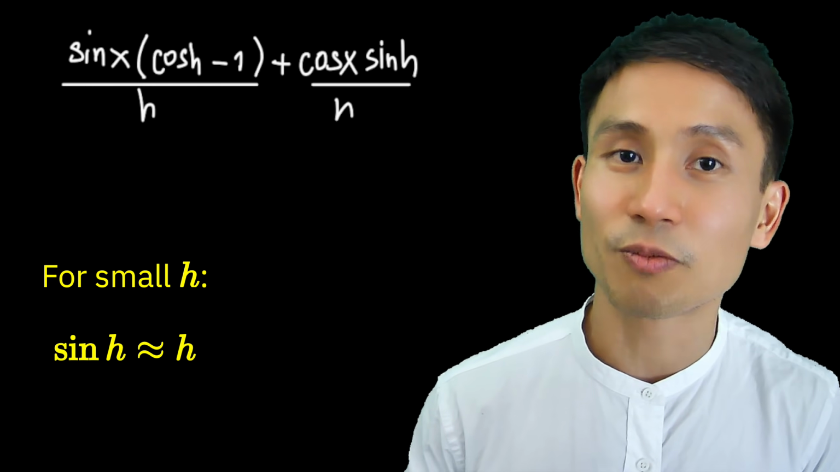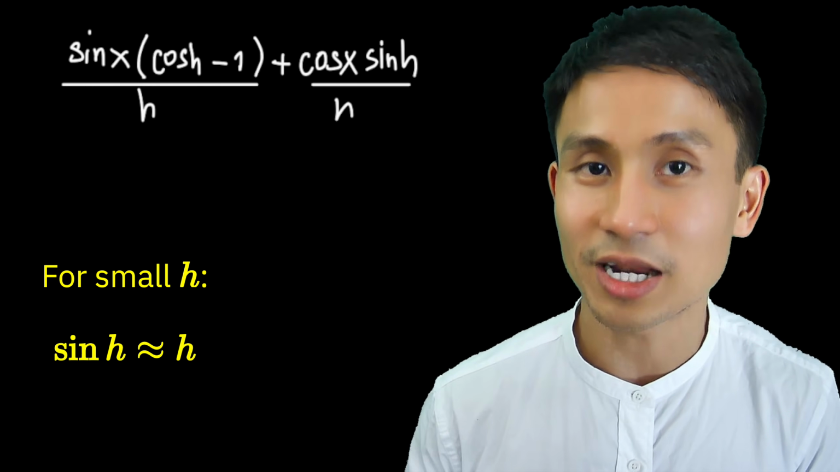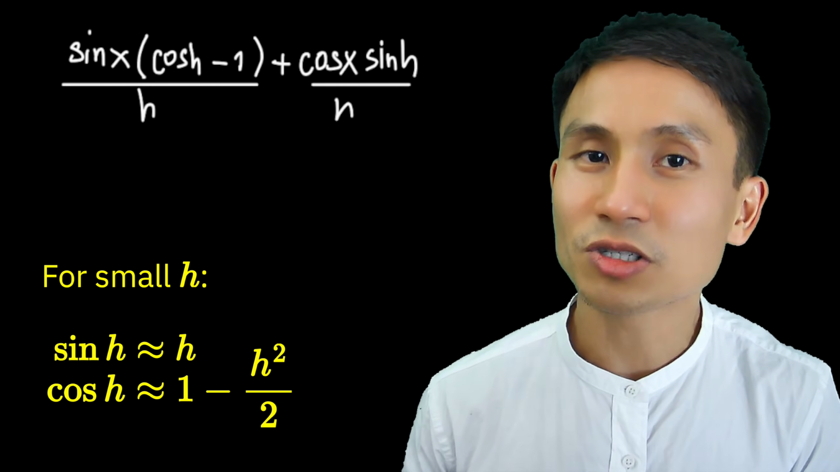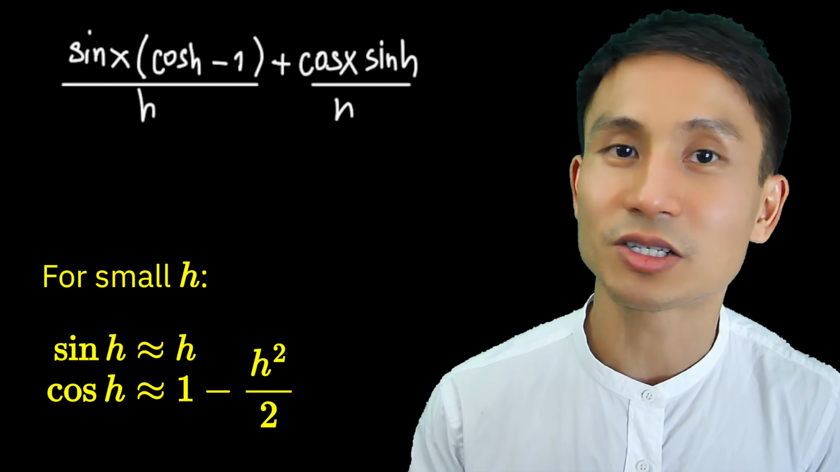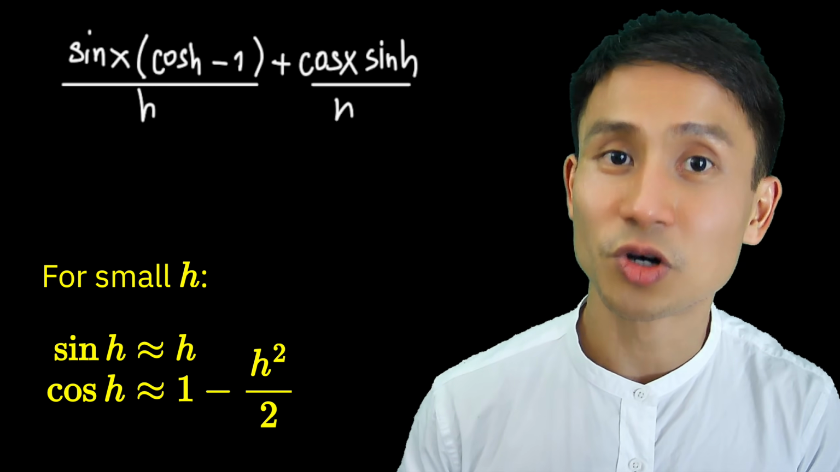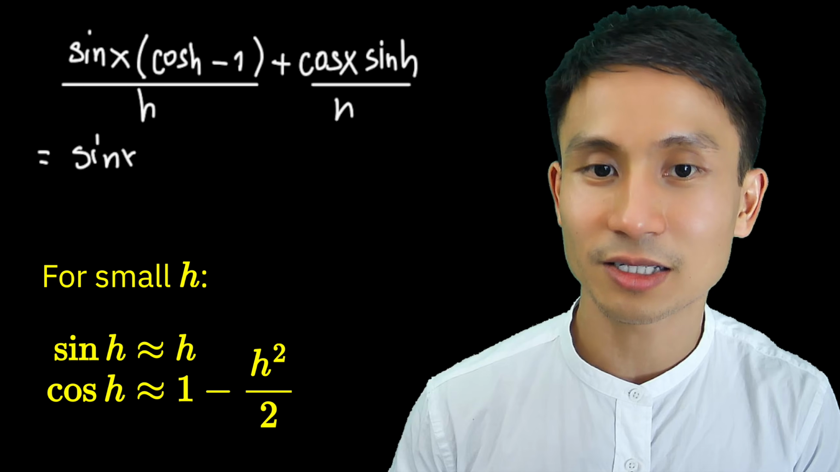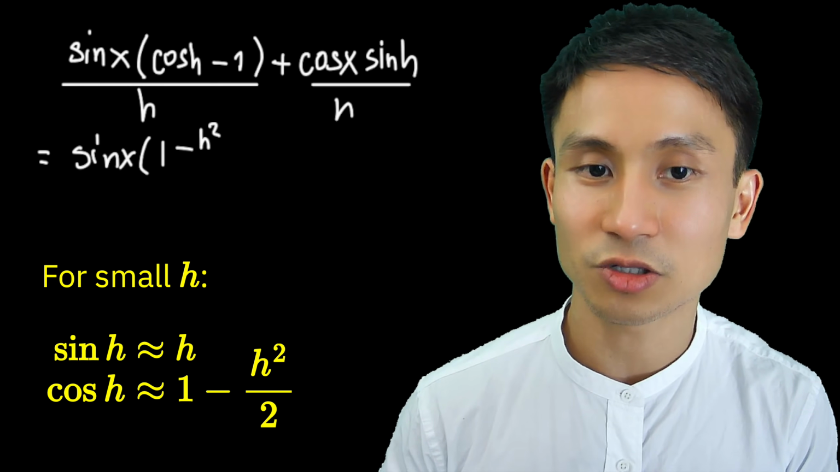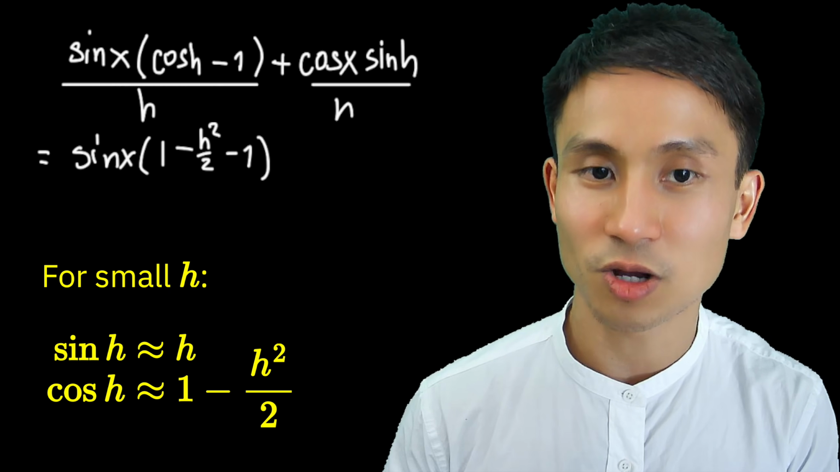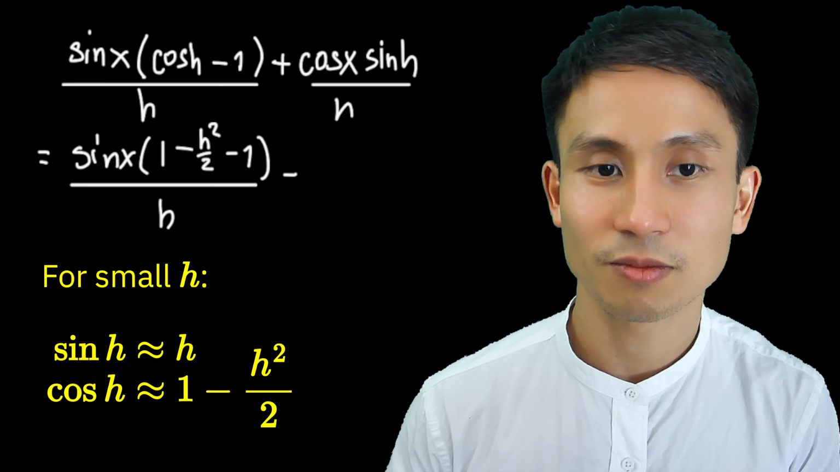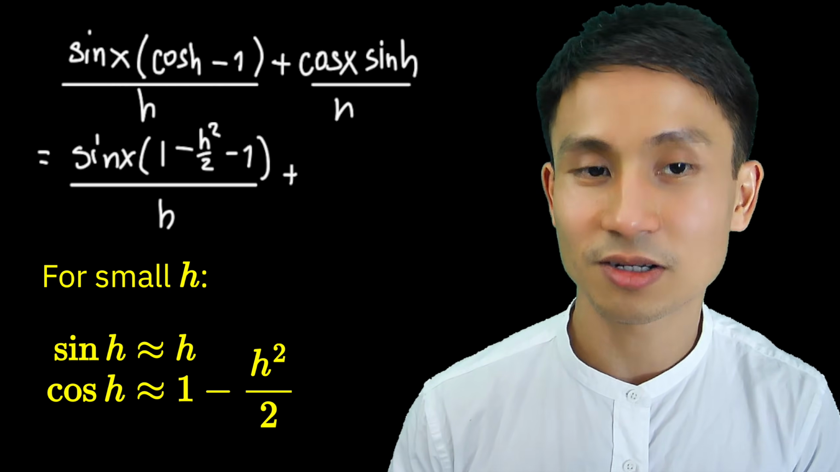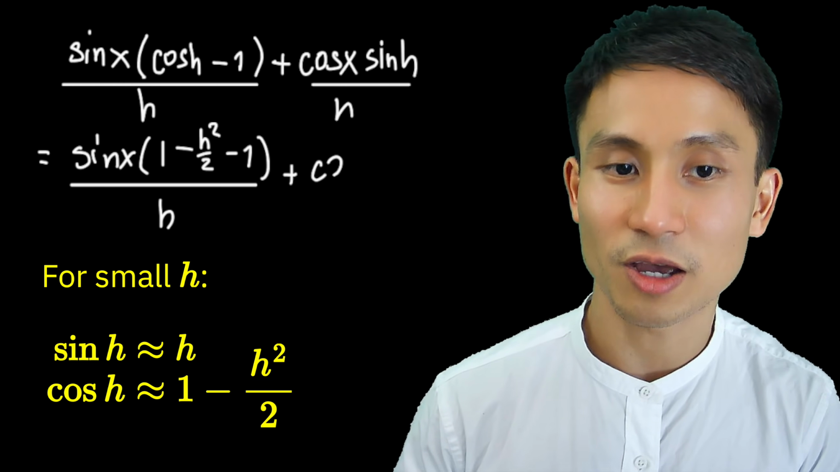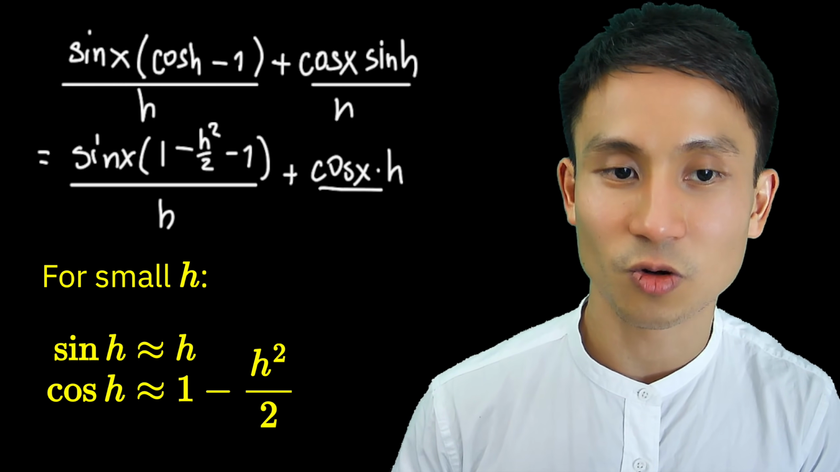And the small angle approximation for cos h here, when h is very small, is approximately 1 minus h squared over 2. So let's put those two in. We have sine x, using the small angle approximation, we have (1 minus h squared over 2) here, and minus 1, all divided by h, plus h being very small, sine h would become h. So we have cos x times h over h here.